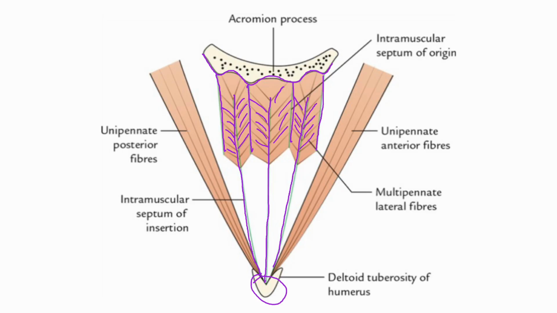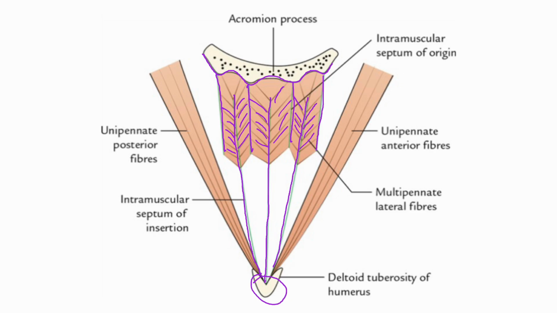This arrangement of multipennate fibers diminishes the range of contraction, but effectively increases the force of pull. When we look into the nerve supply of deltoid muscle, we can identify it is supplied by the axillary nerve that is arising from the posterior cord of brachial plexus.